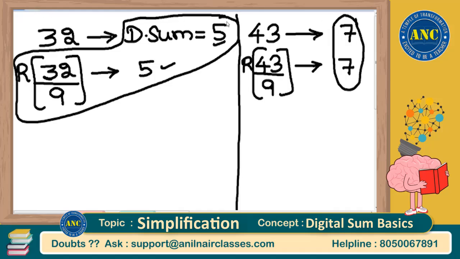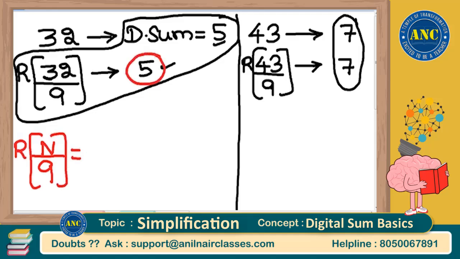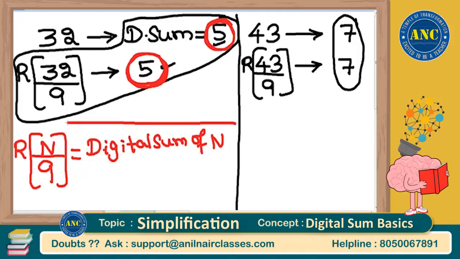That means, can I say that you take any number n, divide that number by 9, find the remainder. Whatever remainder you get when you divide that number by 9, that remainder is exactly the same as the digital sum of that number, right? The remainder when a number is divided by 9 is exactly equal to the digital sum of that number n.